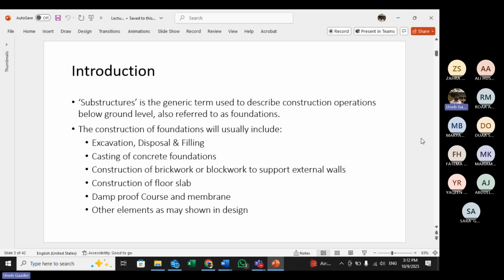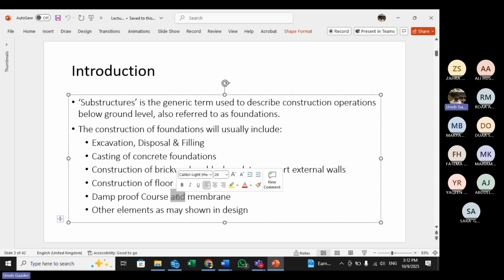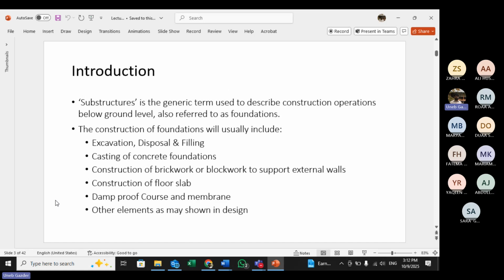Then we have the floor slab. Okay, the first slab, which is at the ground level, not the top one, the one which is under your feet. Then we have the damp-proof course and the membrane. I will show you examples of each one of them. But this item deals with stopping water seeping from the ground to your structure. This particular item is used for stopping the seepage of water from the ground into your structure.